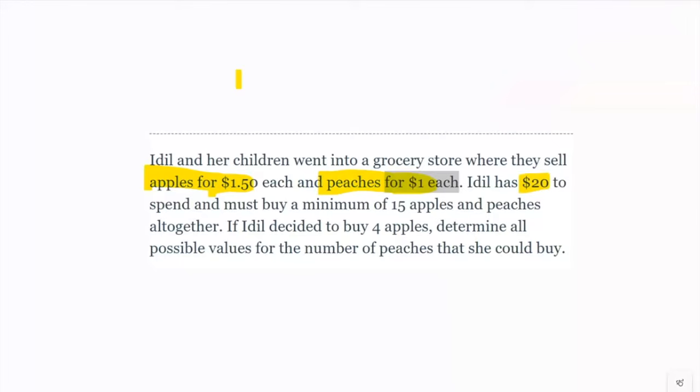$20. It says Adil has $20 to spend. Okay, so this one is on the right, right? I have 20 to spend. All right, 15. Okay, on the left side, the keyword is minimum. 4. All right, you decided to buy 4.